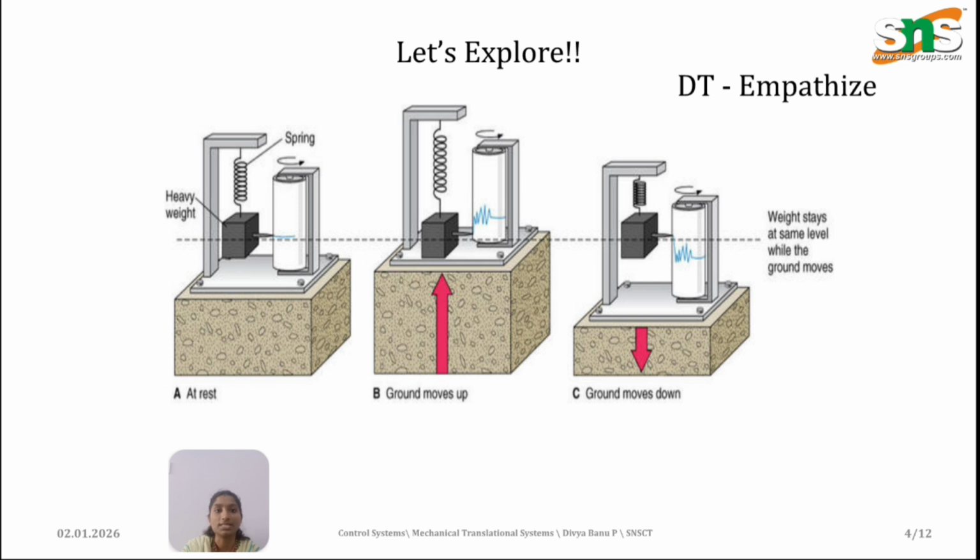Here we have a simple example: at rest, what is the position, and when the ground moves upwards, what is the position of the spring, and when the ground moves down, what is the position of the spring. The dotted lines indicate the weight, which stays at the same level while the ground moves. The weight is hung through the spring, so when the ground level moves up and down, the spring compresses and expands by itself.